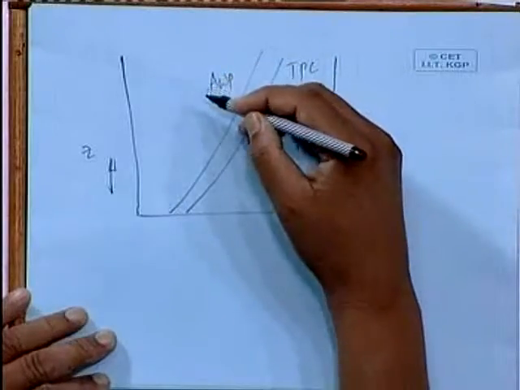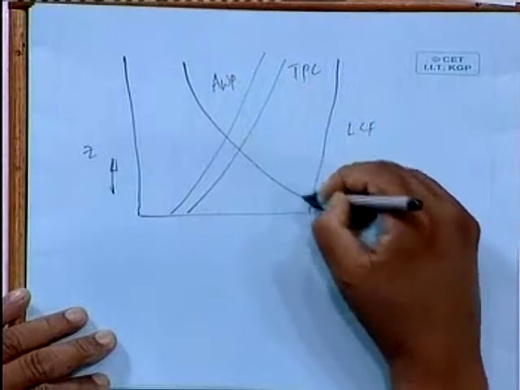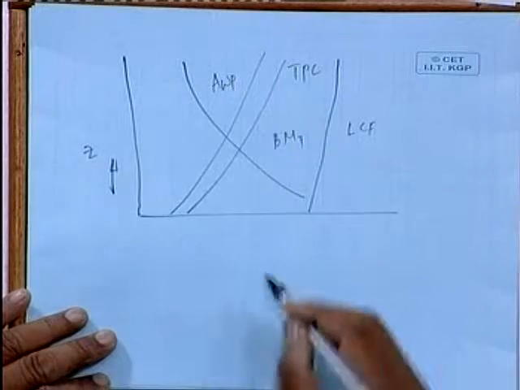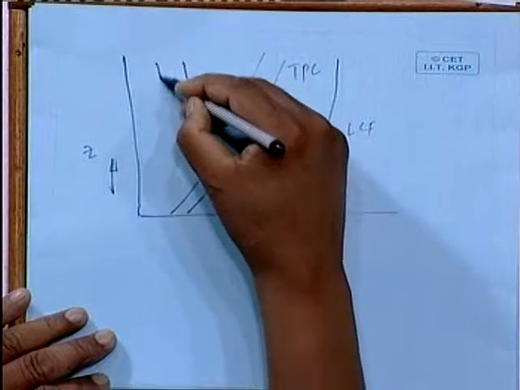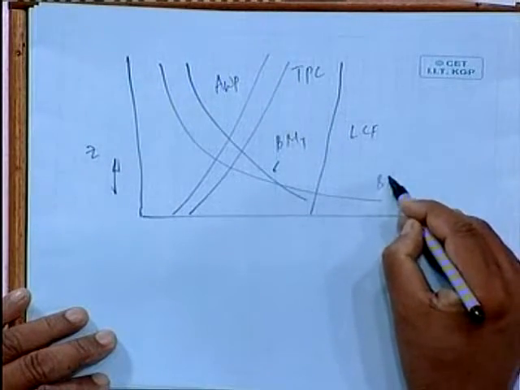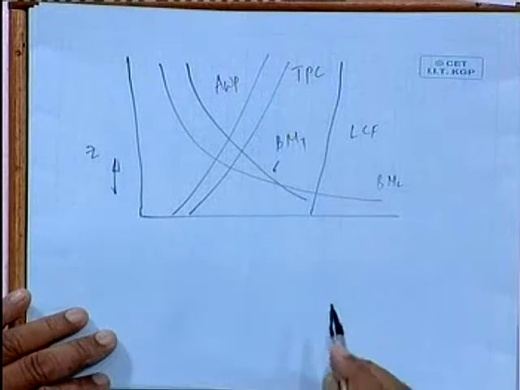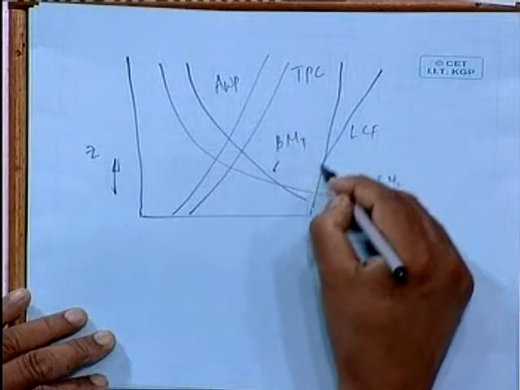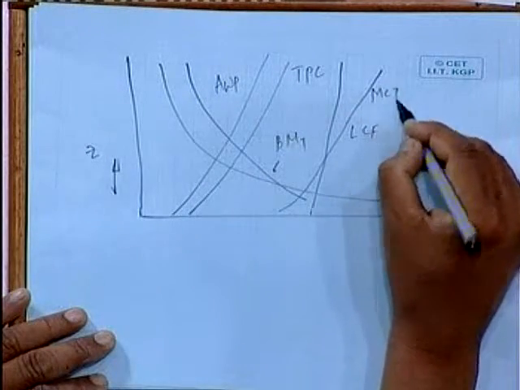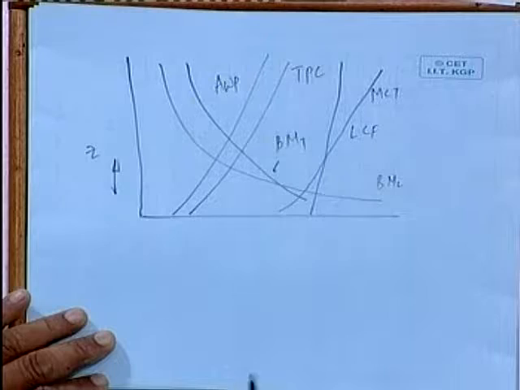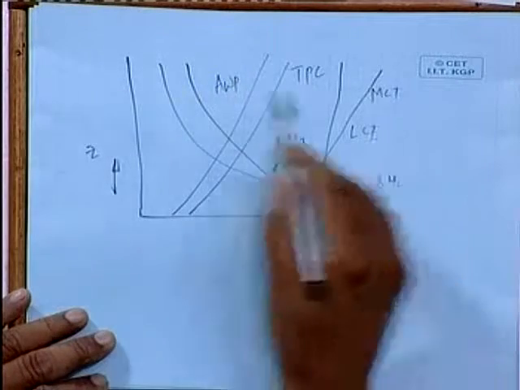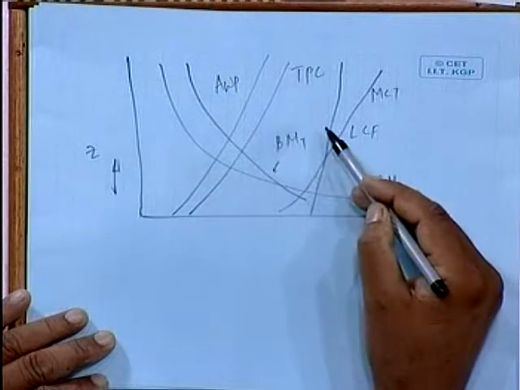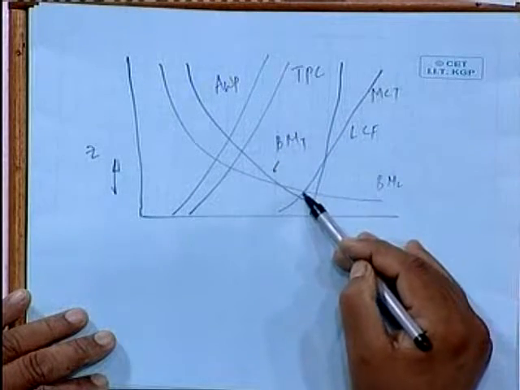Then you will plot BM, say BMT. You may plot here also BML. Normally people don't plot BML; instead of BML you may plot MCT. It may not be correct, because if BML goes this way, MCT should follow that way. Just for illustration purposes, I am saying you plot MCT.